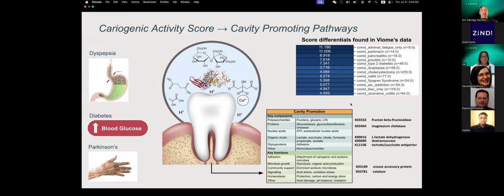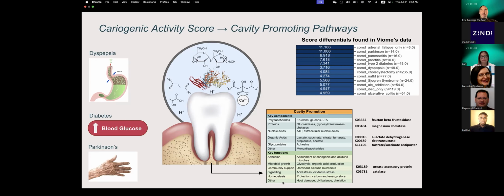I would say some of these might be causal and some of these might be an effect. In the center, we see a representation of the tooth and the gums, and then we see all sorts of molecules that are related to cavity formation, including acids, sugars, enzymes, and calcium. And the functions that express and modify and produce and eliminate all of these molecules is really where we spend our time. So you see on the bottom right, the cavity promotion, key components and key functions.